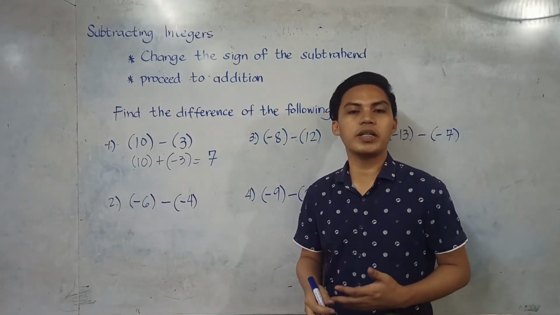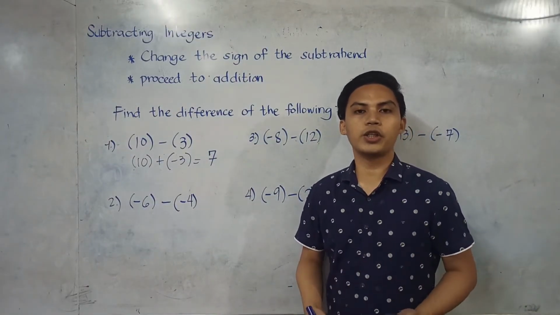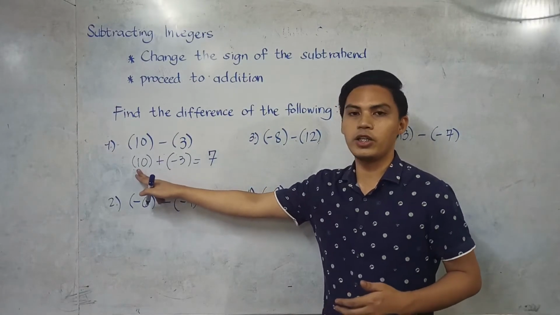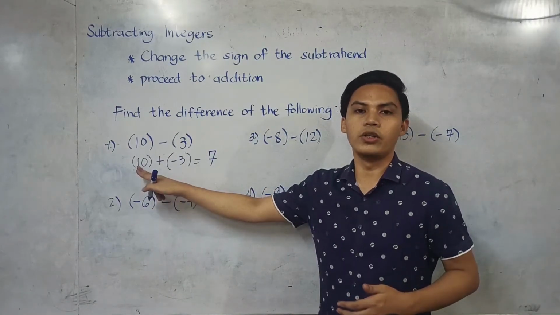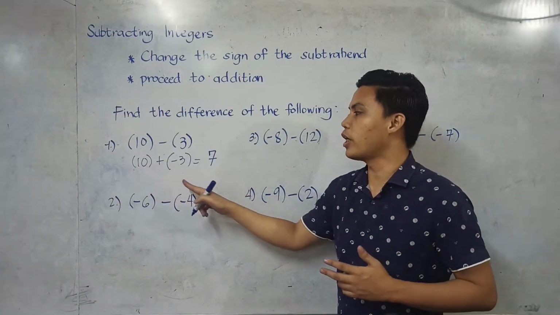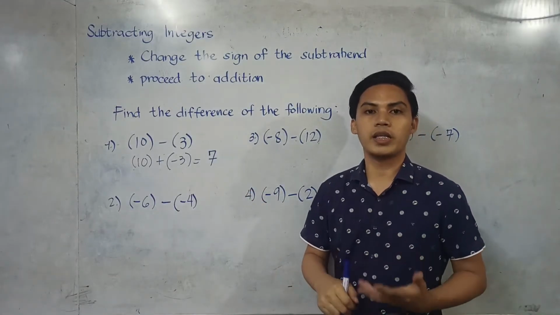Then G, copy the sign of the integer with the greater absolute value. So sa kanilang dalawa, mas malaki yung absolute value ni 10. So ano yung sign ni 10? Ang sign ni 10 is positive. Kaya yung final answer natin is magiging positive 7.